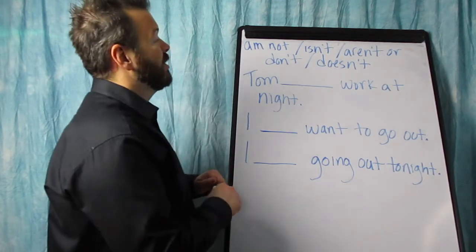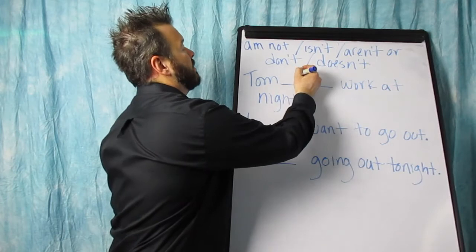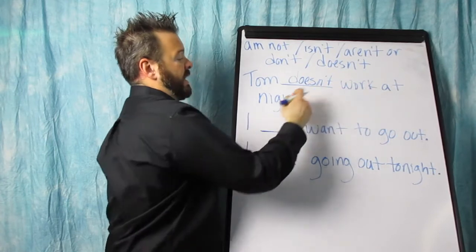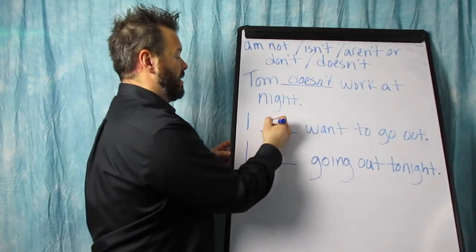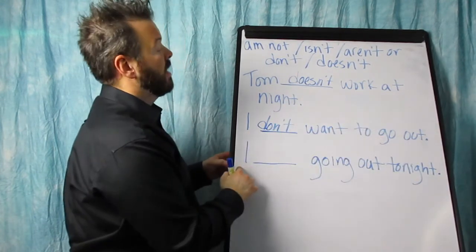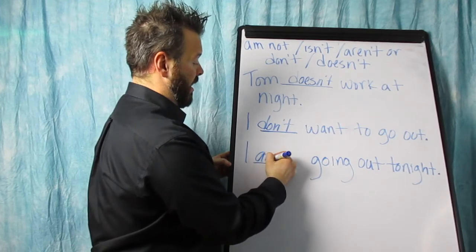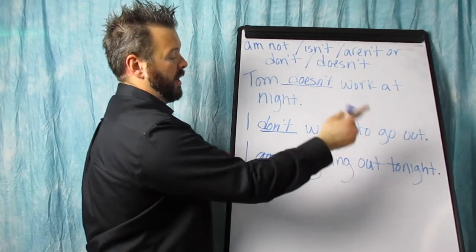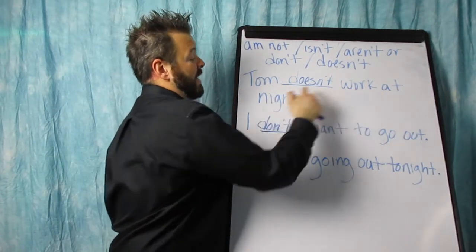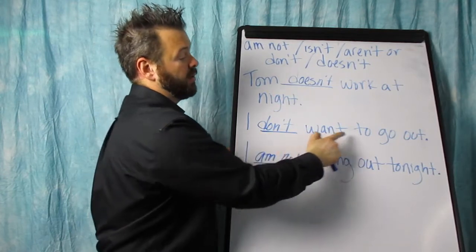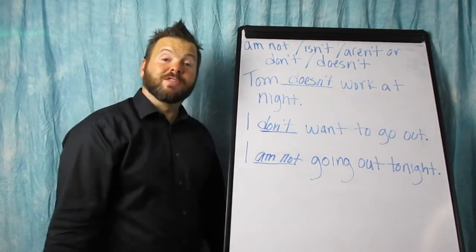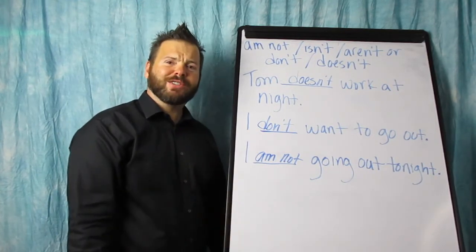Okay. Tom doesn't work at night. I don't want to go out. I am not going out tonight. Let me read those one more time. Tom doesn't work at night. I don't want to go out. I'm not going out tonight. Pause the video here, write everything down, and read it to yourself.